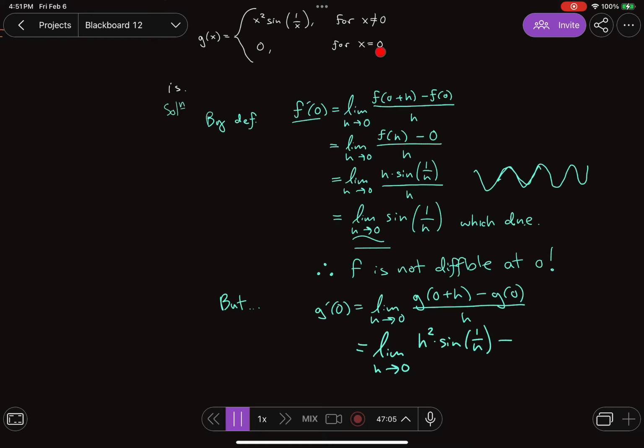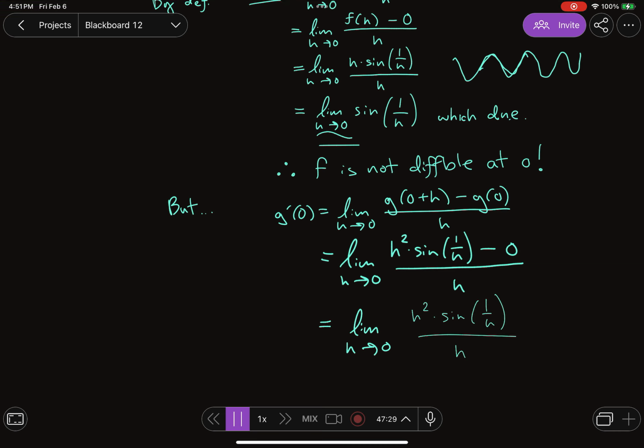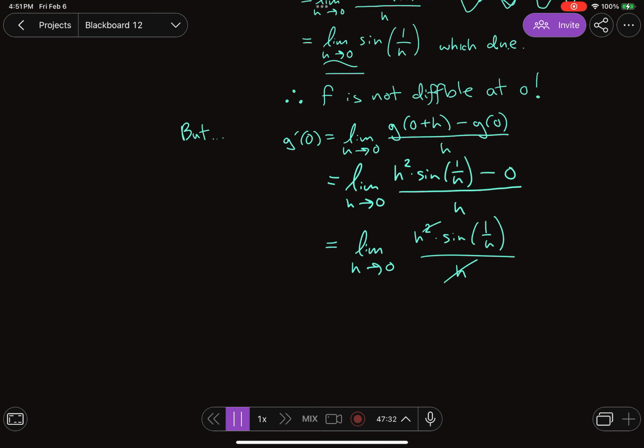But to understand what g of 0 is, I can't plug 0 into this part of the function. But luckily, g is defined as 0 when x is equal to 0. So minus 0, all divided by h. Let's check this out. We have the limit as h approaches 0 of h squared times sine of 1 over h, all divided by h. One of the h's cancel, and we have to think about this limit right here. So we have the limit as h approaches 0 of h times sine of 1 over h. That's going to be different because let's remember something about sine. Here's a little bit of a side quest.